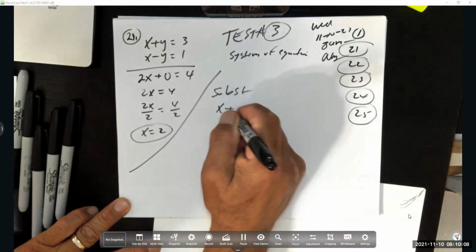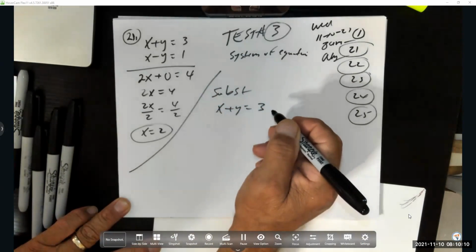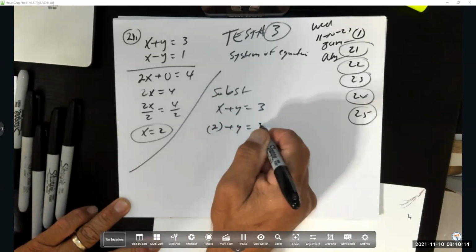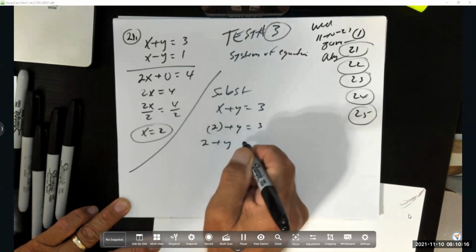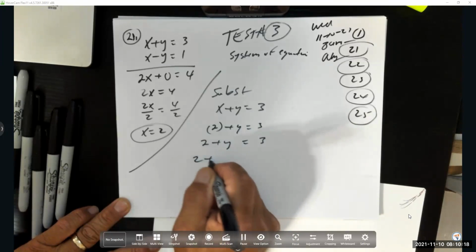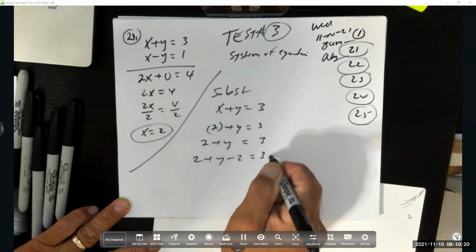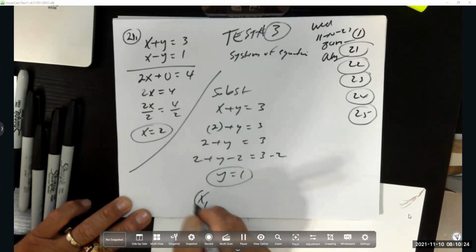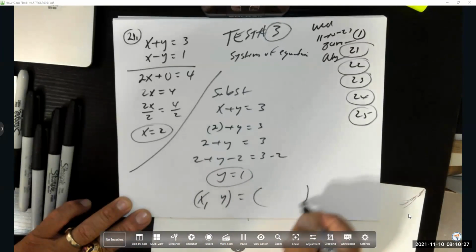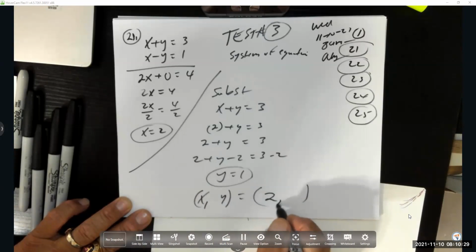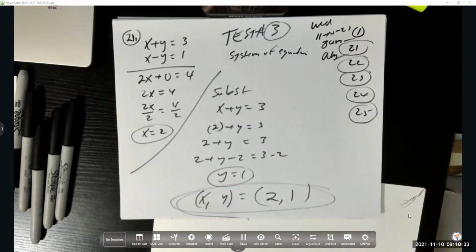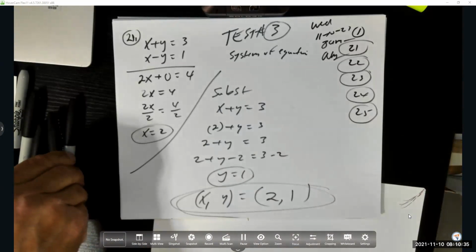Now, I need to substitute this number back in there. I know that x plus y always equals 3. So x is 2. So I'm going to put 2 plus y equals 3. 2 plus y, minus a 2, and 3 minus a 2. So y equals 1. So when I put those numbers here, put them in order. X is a 2 and y is a 1, like this. Y'all see how I get the answer down there? Tell me yes, tell me no.